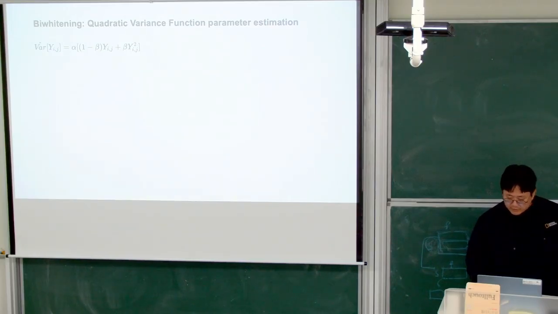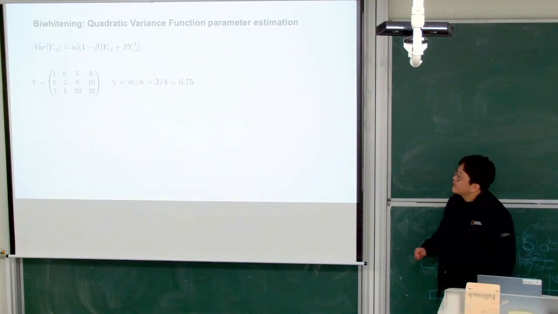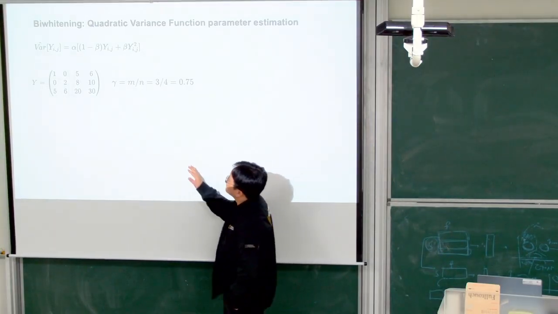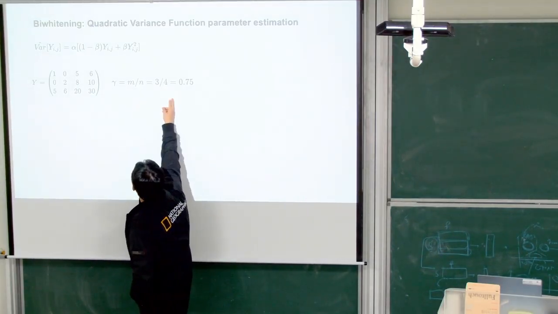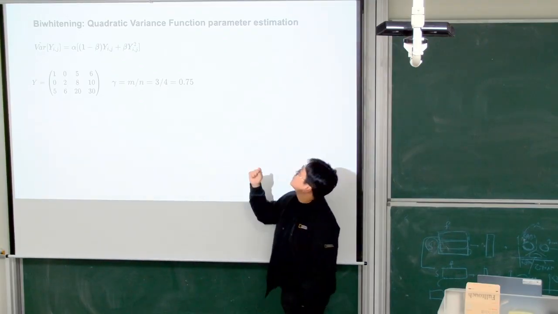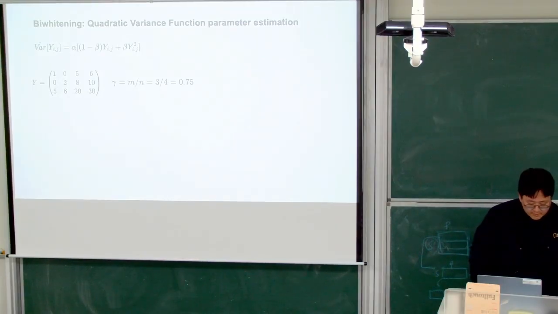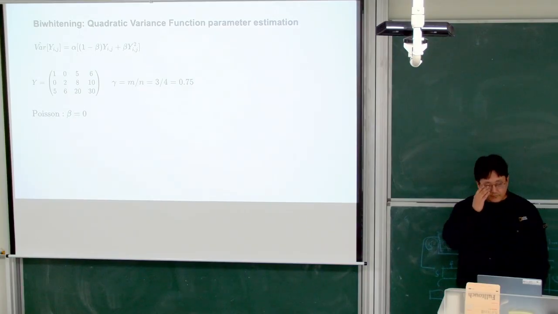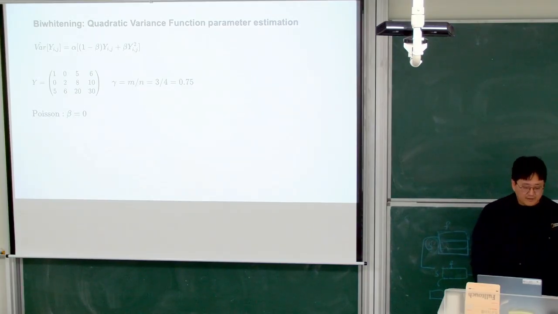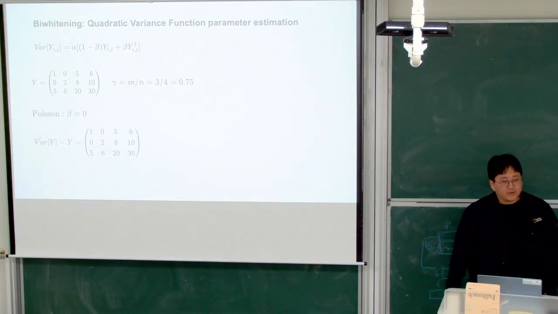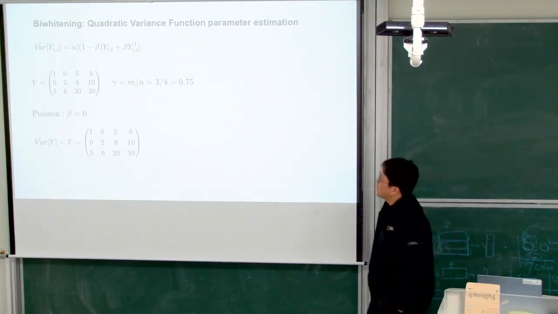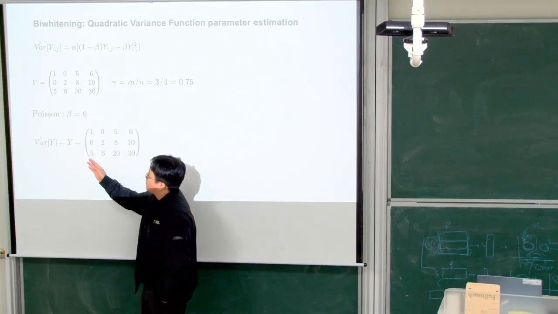I will show you an example. Let's say we have this data, and the data size ratio gamma is equal to 0.75. In this case, what is the variance estimator when beta is equal to 0? Let's set alpha equal to 1, then we can use y as the variance estimator.